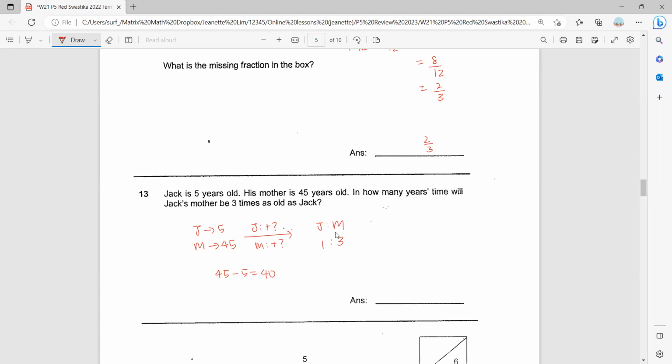So 2 units is 40. And 1 unit will be 20. 1 unit is Jack in the end. How many years' time will Jack be 20? So from 5 years old to 20, that will be 15 years' time.